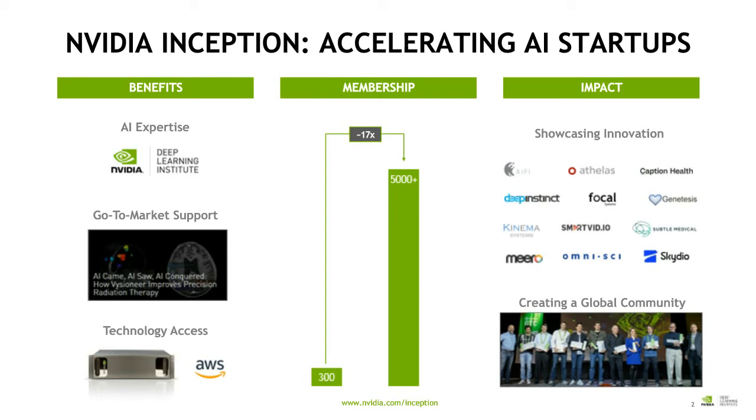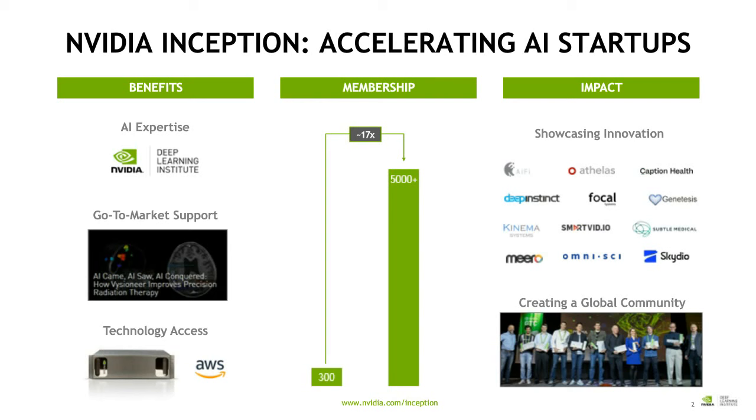The three main benefits of the program are AI expertise via education from the Deep Learning Institute for startup teams and one-on-one guidance where appropriate from NVIDIA solution architects. Go-to-market support through co-marketing and joint sales programs with companies that are ready, and access to NVIDIA technology through early access to our software libraries and a discount program on hardware and a partnership with AWS that provides credits to startups building applications at scale.